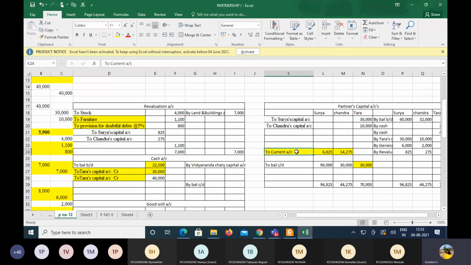But here this is a credit balance, because from the capital account we are transferring to the current account. So the current account is showing a credit balance. Suppose, for example, let us think the balancing figure here is more.